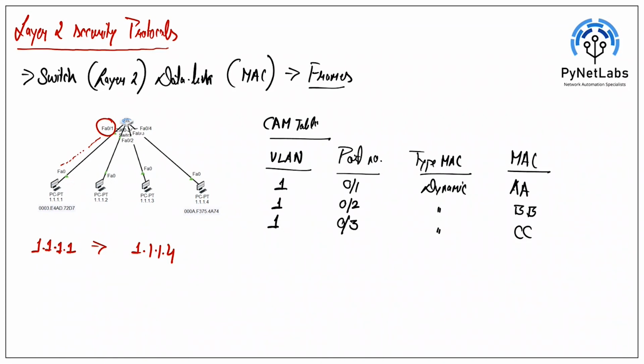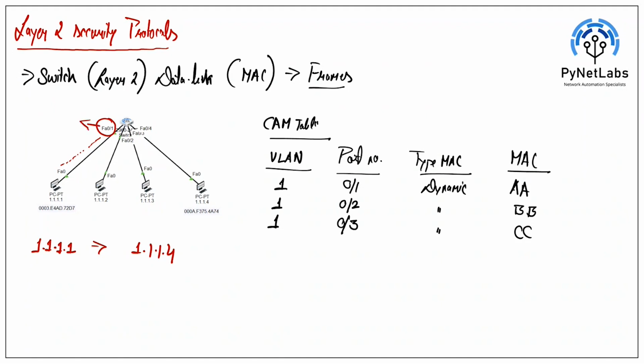So we all know that some source IP, some destination IP, and some source MAC and destination MAC entries are created. So in that case, this PC will also generate the header, like the source IP, destination IP, source MAC and destination MAC, and then generate the frame. The frame will be received by the FA01 here on the switch.